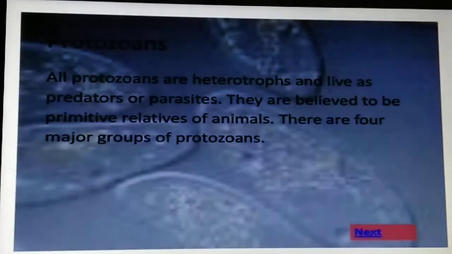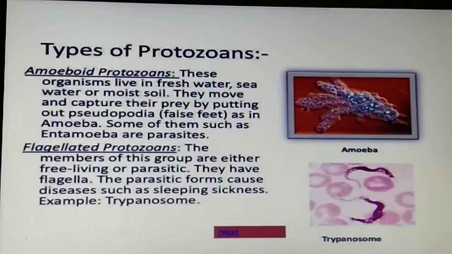Now coming on to the next category, that is protozoans. All protozoans are heterotrophs and live as predators or parasites. They are believed to be primitive relatives of animals. Students, there are four major groups of protozoans. We have amoeboid protozoans, flagellated protozoans, ciliated protozoans, and sporozoans. So first one we have is the amoeboid protozoans.